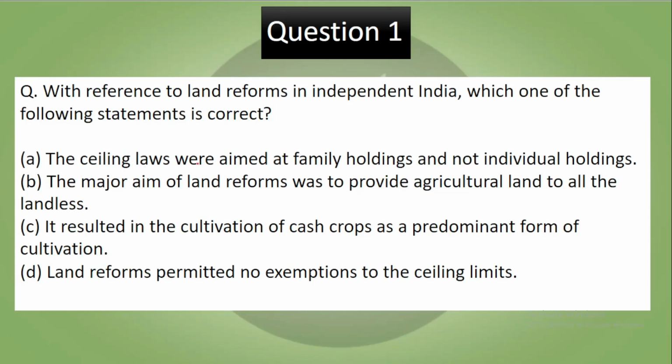is correct? A. The ceiling laws were aimed at family holdings and not individual holdings. B. The major aim of land reforms was to provide agricultural land to all the landless. C. It resulted in the cultivation of cash crops as a predominant form of cultivation. D. Land reforms permitted no exemptions to the ceiling limits. Pause the video, try to answer. Now we'll see the answer.